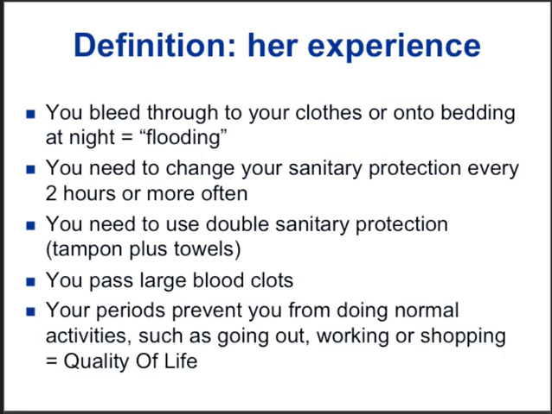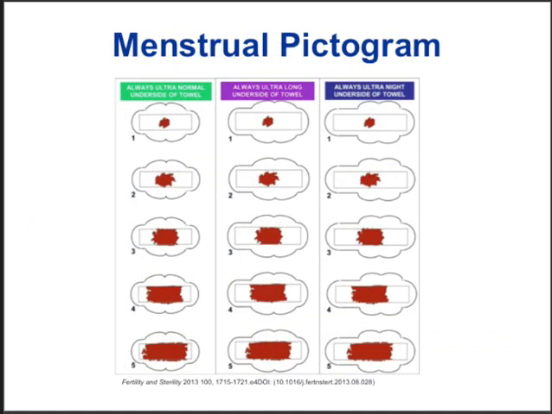The most important part of all these dot points is actually whether the heaviness of the period interferes with her daily life as a woman, such as going out, working, shopping, or, let's not forget, sexual activity. So this is described as the quality of life. So for us it's important to find out whether the bleeding is so heavy that it has an impact on her quality of life. In some practices they use menstrual pictograms trying to quantify how much blood loss there is.